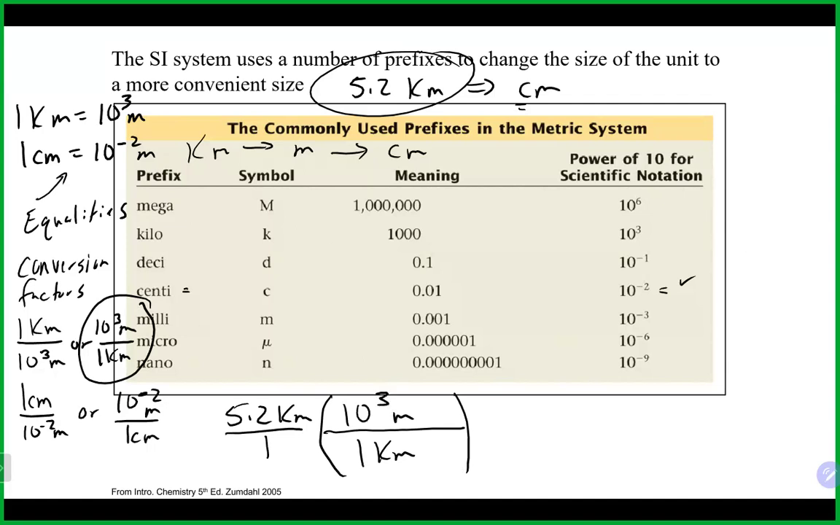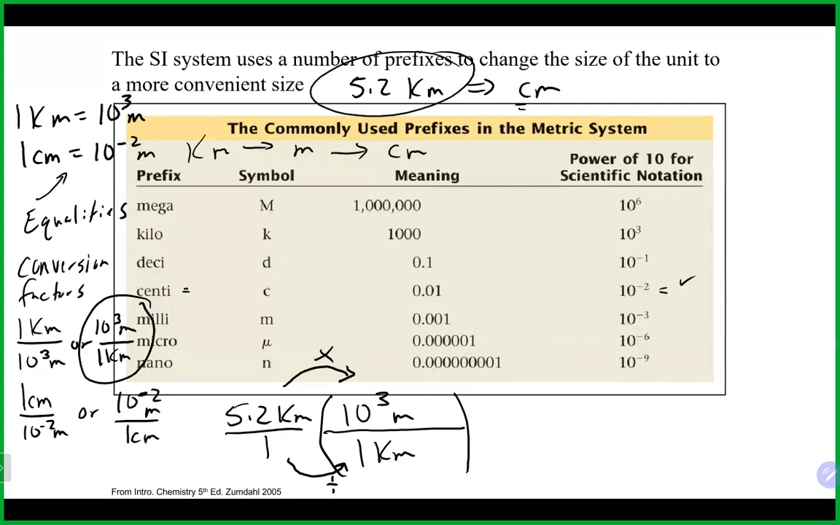Now, when we set it up like this, what we are essentially doing in terms of math is this. Anything up on top gets multiplied. Anything on the bottom always gets divided. And those are basically the only 2 operations you're going to do when you do this.